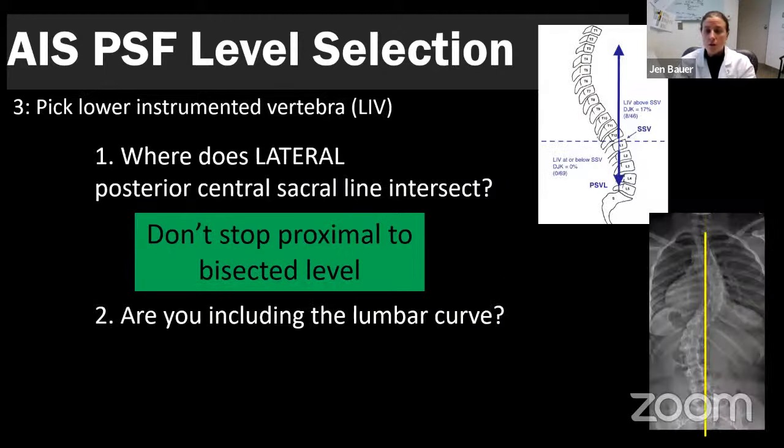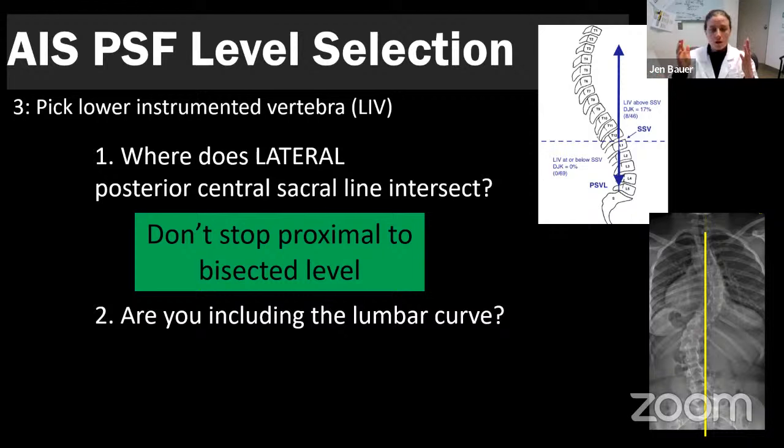Then we have to decide the lower level. So we've already figured out the upper level. Now we think about the lower level. On the lower level, start by looking at a lateral x-ray. Draw a line up from the back corner of the sacrum, parallel to the ground. See where it touches and which vertebral body it bisects or at least touches. So it bisects L1, it still is through T12, maybe it touches T11. You do not want to stop proximal to that level because you're going to risk distal junctional kyphosis.